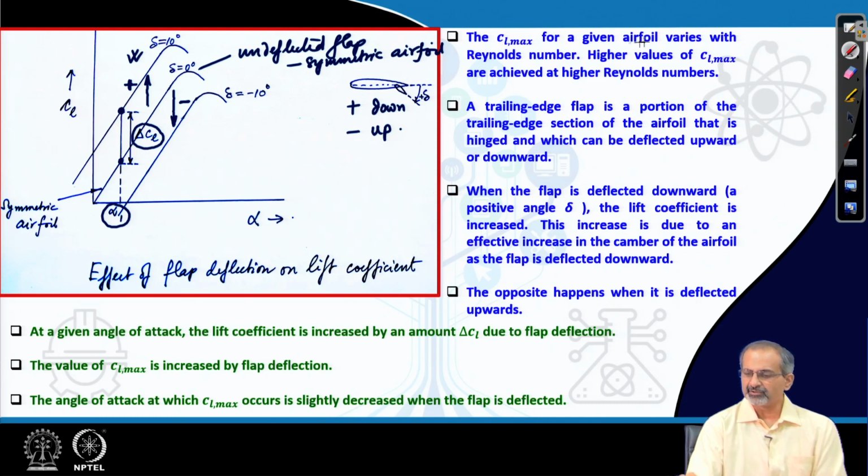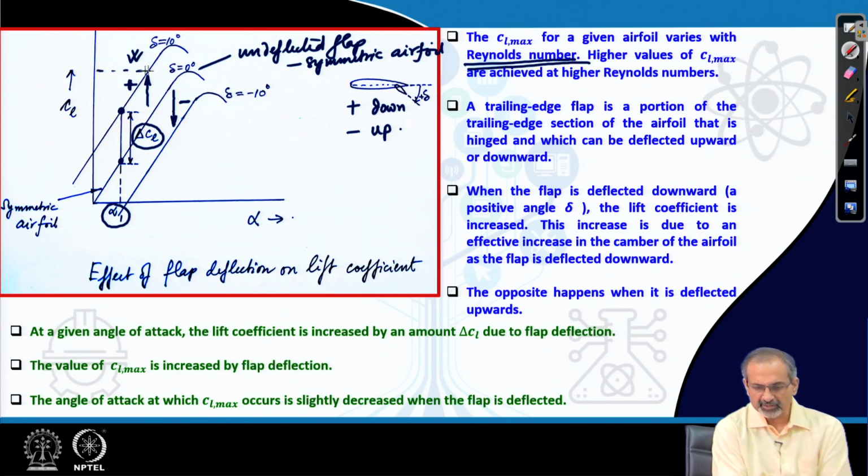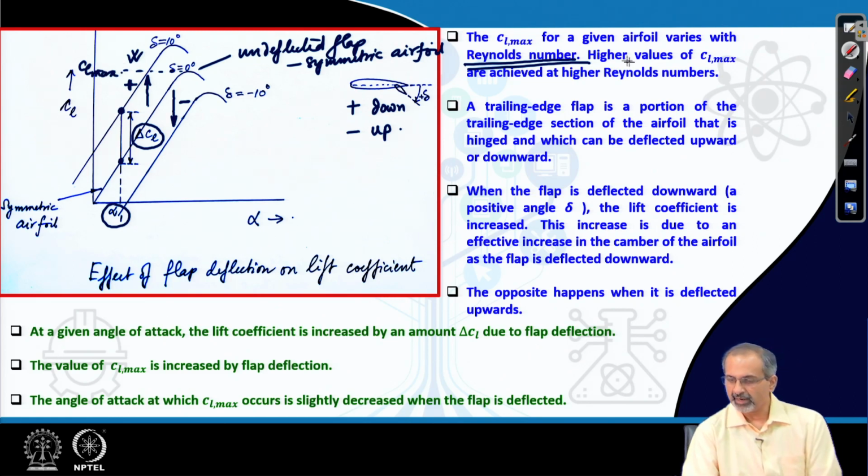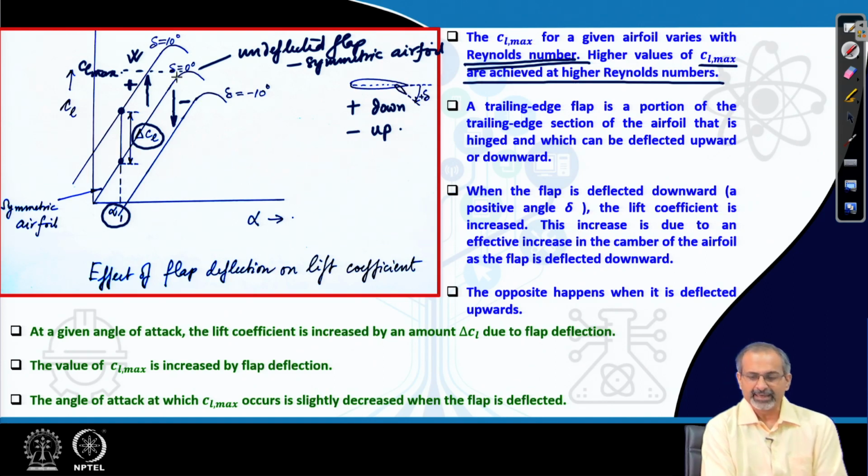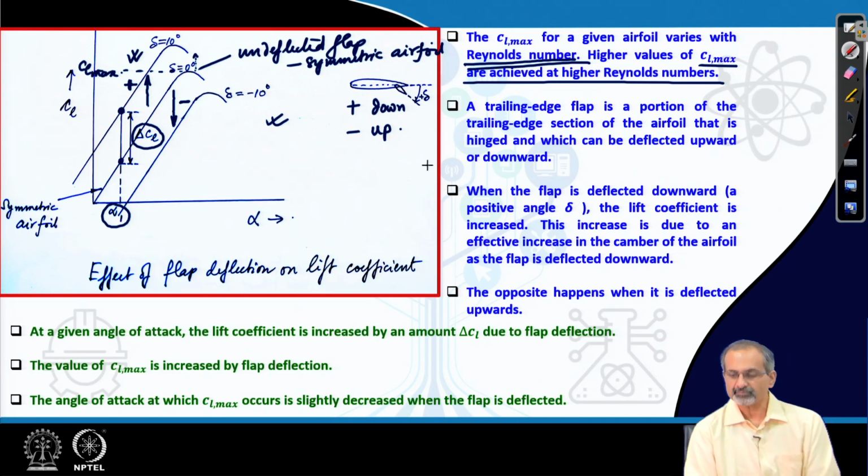The CL max for a given airfoil varies with Reynolds number. The peak value is dependent on Reynolds number, whether it is deflected or not. Higher values of CL max are achieved at higher Reynolds numbers. That means, if you increase the Reynolds number compared to this case, you will see gradually the CL max point pushes up to a certain saturation level.